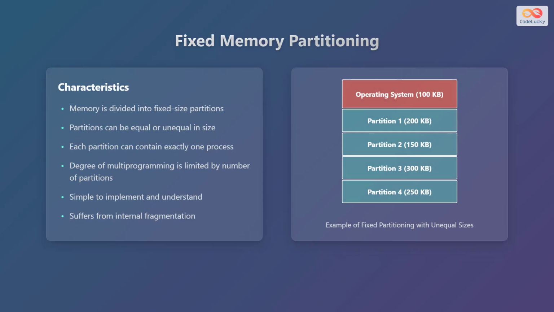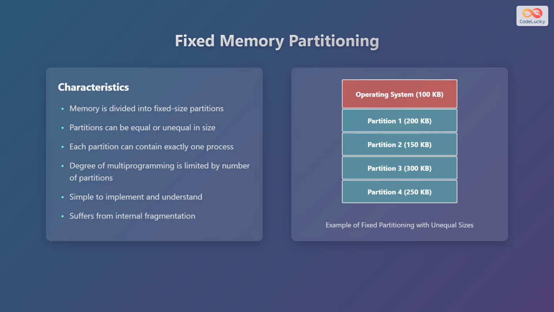Now let's delve into fixed memory partitioning. In this technique, memory is divided into fixed-size partitions. These partitions can be of equal size or of unequal size. Importantly, each partition can contain only one process at a time. The degree of multiprogramming, which is the number of processes that can run concurrently, is limited by the number of these partitions. Fixed partitioning is simple to implement and understand, but it has a drawback called internal fragmentation.